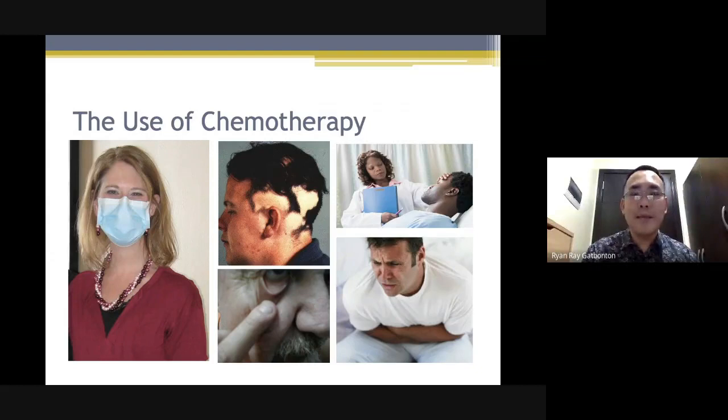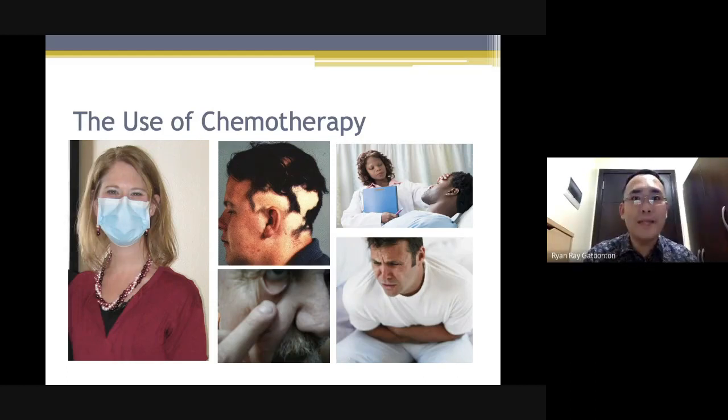But despite the many side effects of that treatment, there's still good in it. And what good is that? It is to be cured of cancer. There's a possible chance to cure cancer.